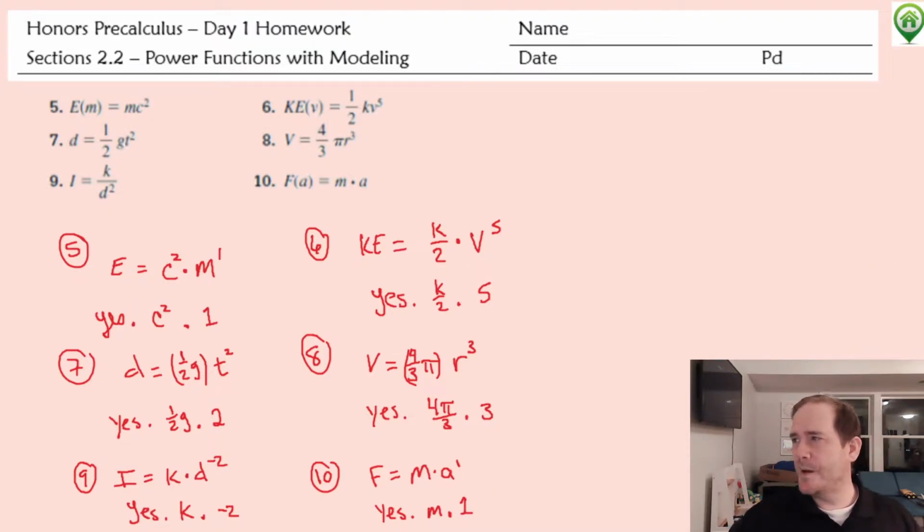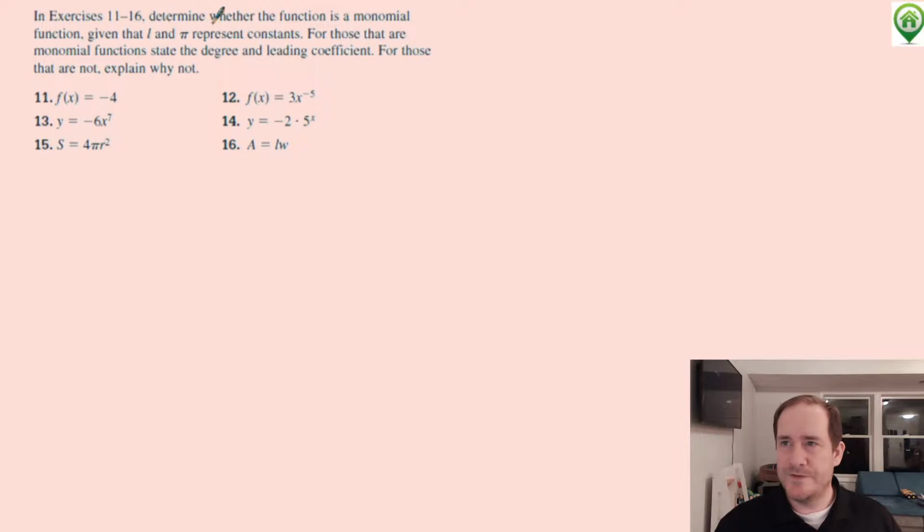In the next few problems, we are now determining whether the function is a monomial function. And for those that are monomial functions, we're stating the degree and the leading coefficient. For those that are not, explain why. Again, to be a monomial, you have to be a polynomial. And to be a polynomial, your powers have to be whole numbers.